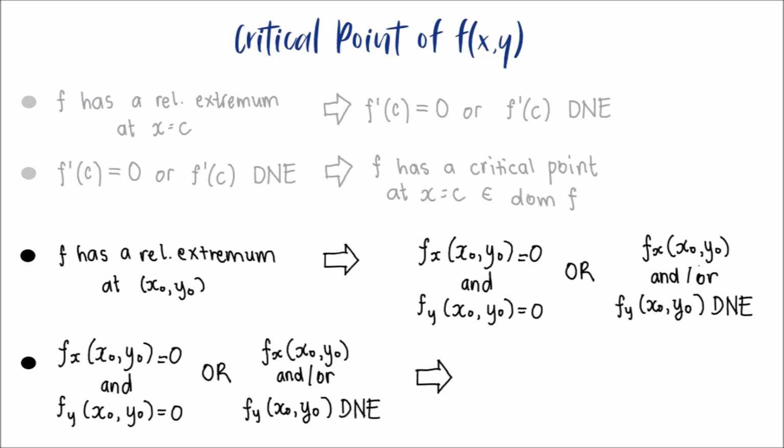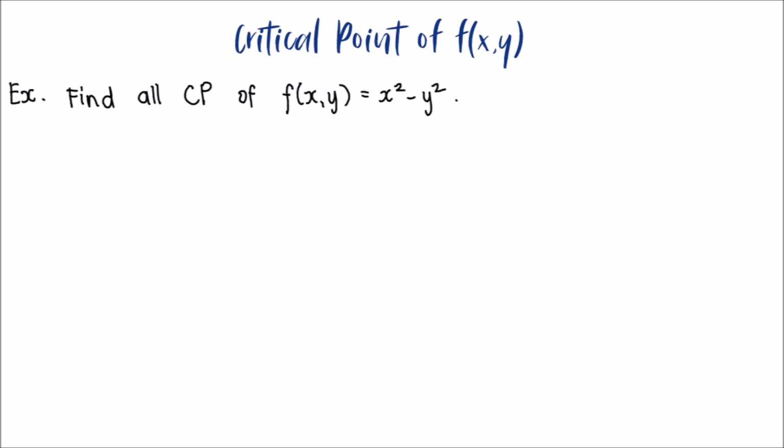Similarly, the converse of this is not necessarily true. If the derivatives are 0 or one of them does not exist, then we say that f has a critical point at x0, y0, given of course that this point belongs in the domain of f. Before we continue to the second derivative test, let us answer this example. Find all the critical points of x squared minus y squared. The given function is a polynomial function.